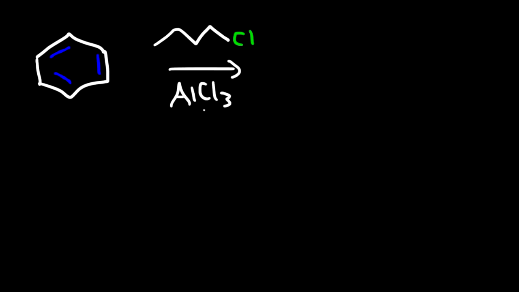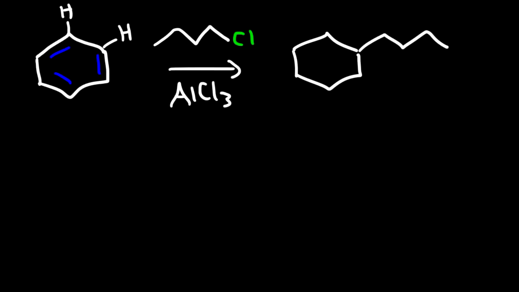So starting with benzene, let's react it with butyl chloride and aluminum chloride. What's going to be the major product in this reaction? Now this is the Friedel-Crafts alkylation reaction, and you might be thinking, well, all we need to do is replace a hydrogen with the alkyl group. And for the most part, that's going to work out. I'm going to replace this hydrogen though. So is this the major product in this reaction?